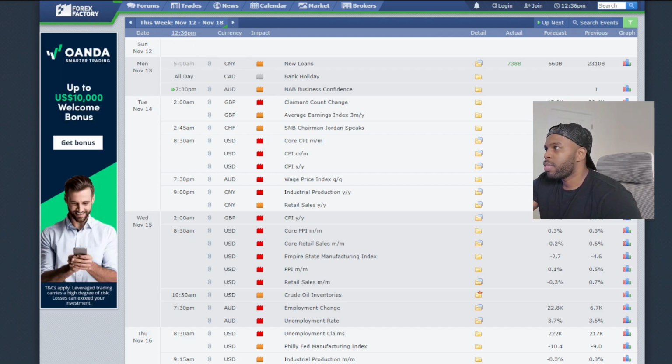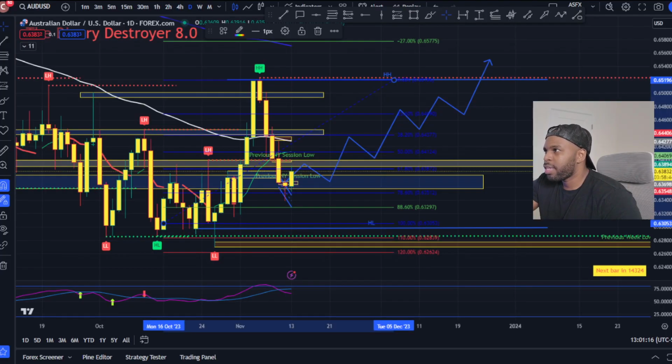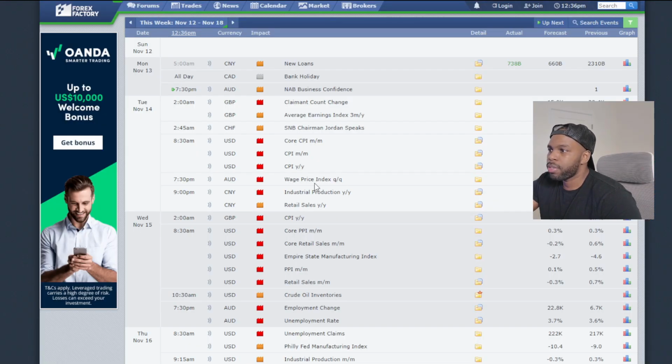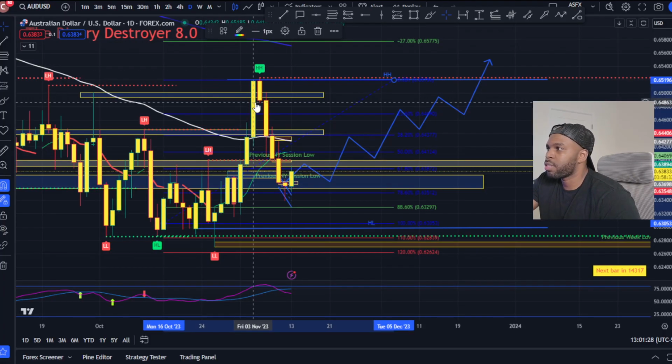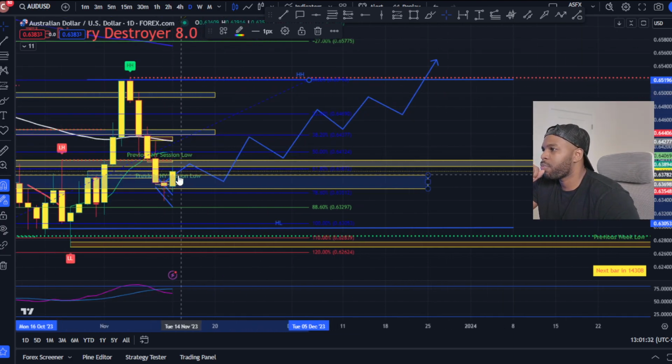Now, in this case, we want the Australian dollar to go up to the upside so we can get that higher high. So we want CPI data to come out lower than expected and lower than the previous. If that can happen, that's gonna move our Australian dollar to the upside for sure. Okay, so pay close attention.